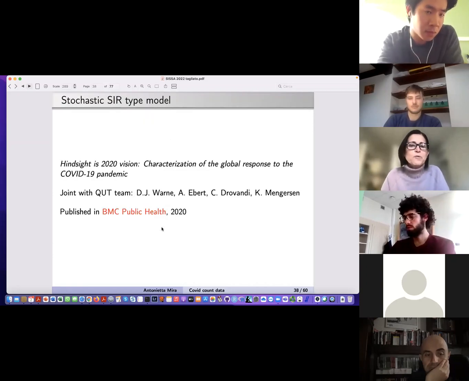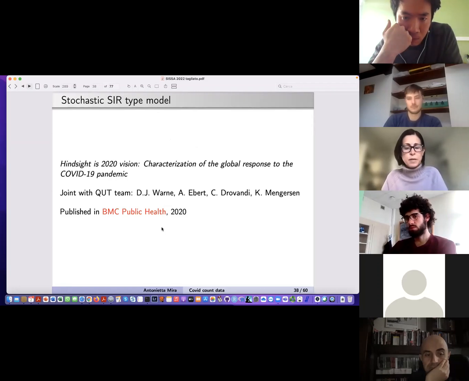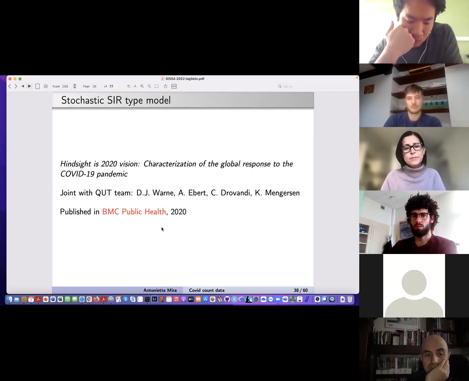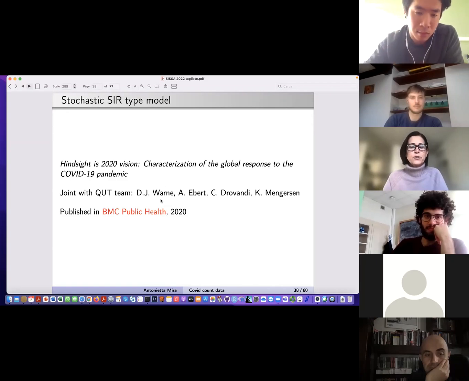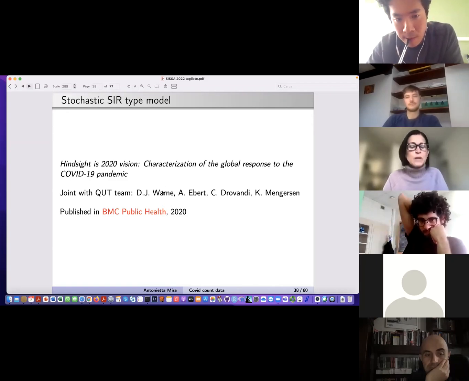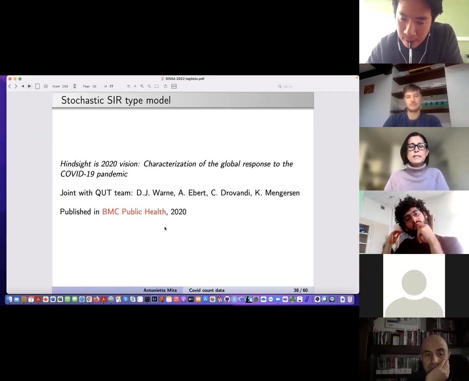So we're now moving to the second paper. While the previous one was a paper with colleagues from Università di Perugia and Università Milano Bicocca, so it was an Italian effort, this second paper is a joint effort with Queensland University of Technology, a research group led by Kerry Mangerson. And the leading author is David Warren, who did pretty much everything for this paper. So this paper was published in BMC Public Health in 2020.